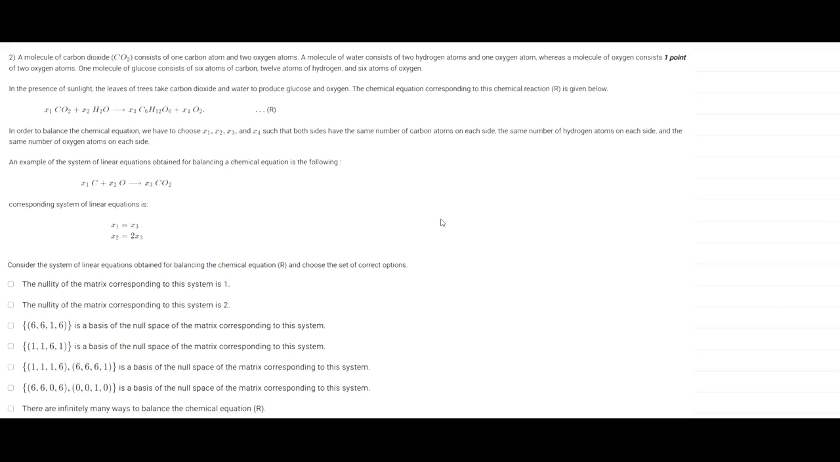And a chemical reaction is also given below, which is basically carbon dioxide combined with water in the presence of sunlight to form glucose and oxygen. And one more point that is given is that to balance a chemical reaction there should be the same number of atoms of any element on both sides. Now from the given options we have to select which of the following options are correct.